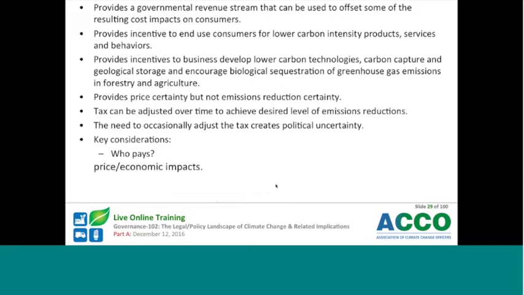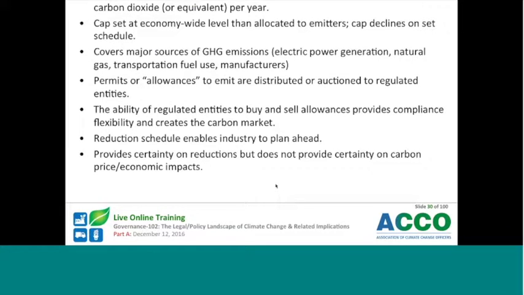Now let's compare that to the key attributes of a cap and trade system. The cap and trade system limits the amount of pollution that can be released, measured in billions of tons of CO2 equivalent per year. It sets an economy-wide level that is allocated to emitters, and then that cap declines on a prescribed schedule. Generally, you're going to do it to cover major sources of emissions, like electric power generation, natural gas, transportation fuel use, and manufacturers.